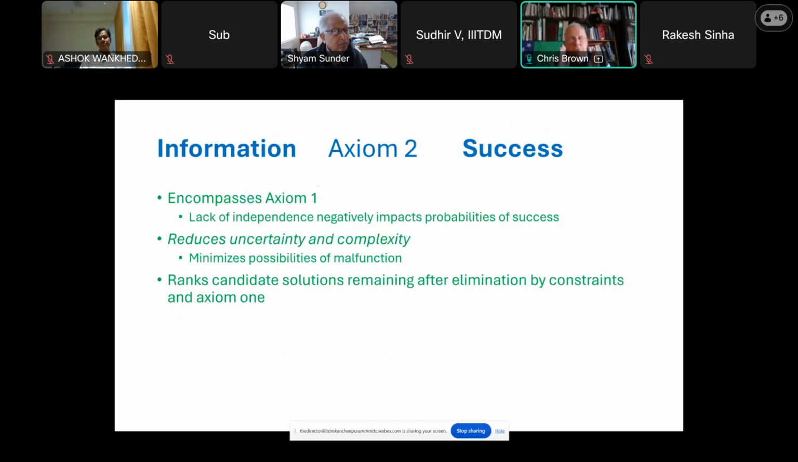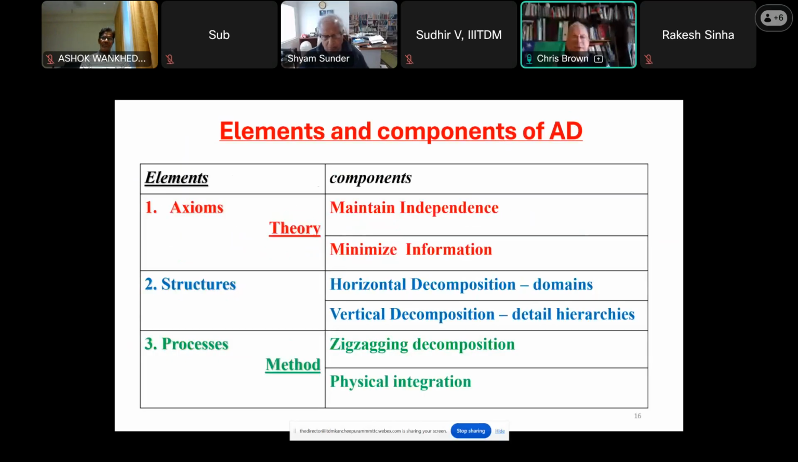Axiom 2, since we're really looking at success, and that's sort of overriding, this encompasses axiom 1. It reduces uncertainty, complexity. And once we've applied axiom 1, axiom 2 then ranks the candidates that are remaining that all have independence. And successful design solutions are resilient, which is modularity, resilience, I think are well accepted as good things to have in a design.